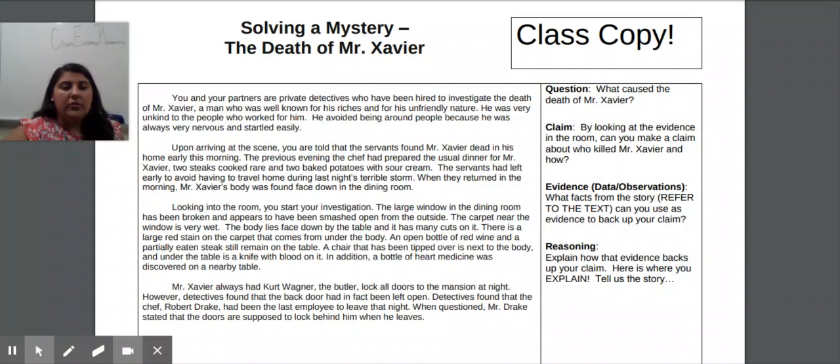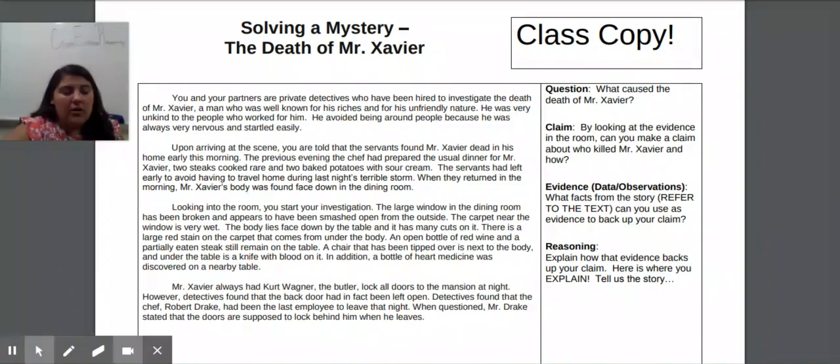But then the reasoning is going to be why and how that evidence supports your claim. So if you say you found there was a bloody candlestick laying next to Mr. Xavier, your reasoning of why that supports your claim would be that the candlestick is within close proximity of the victim with blood on it, so that could be believed to have caused his death. That's where you explain. That's how you tell the story.